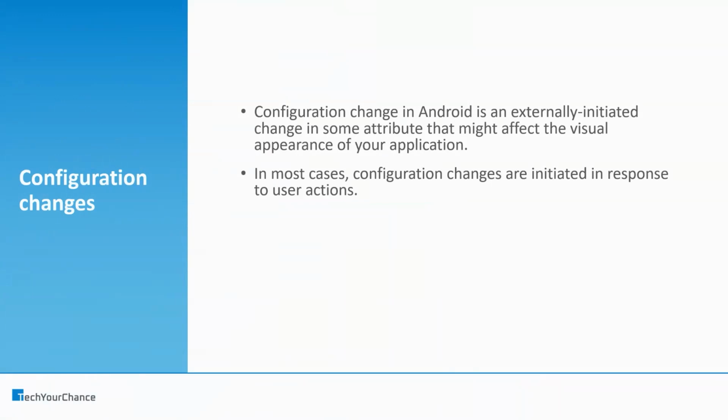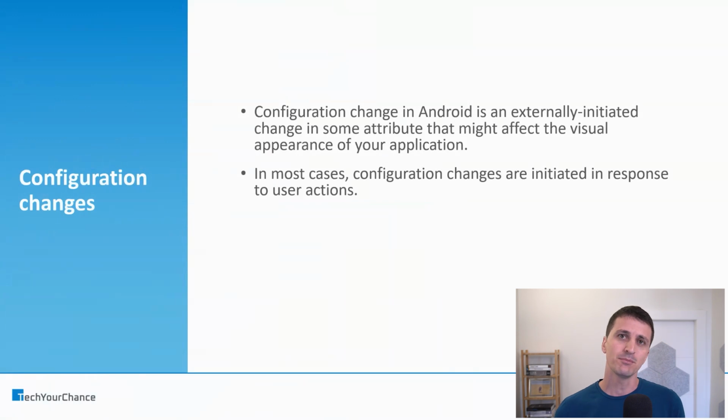In most cases, configuration changes are initiated in response to user action. And that's really important because there are some lifecycle events that can be initiated like process death when the application is in the background. And then the performance of saving the state and killing the process of your app is not really important because the user doesn't see your application at that time. But configuration changes are mostly happening when the user wants them to happen. And therefore, if your application happens to be in the foreground at that time, then better to be prepared to handle these configuration changes gracefully and hopefully quickly.